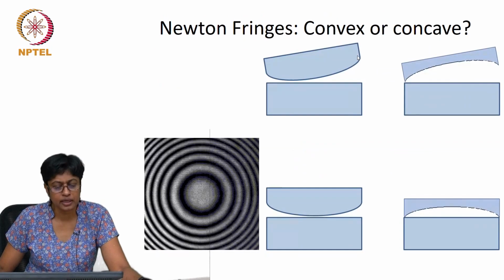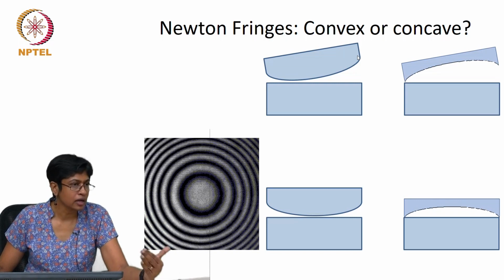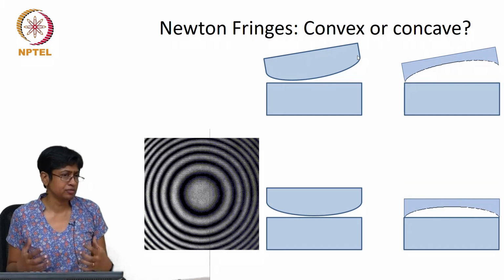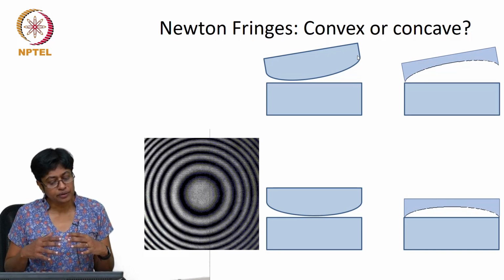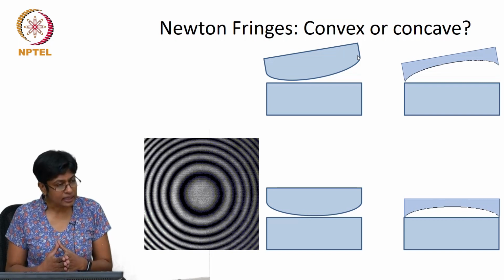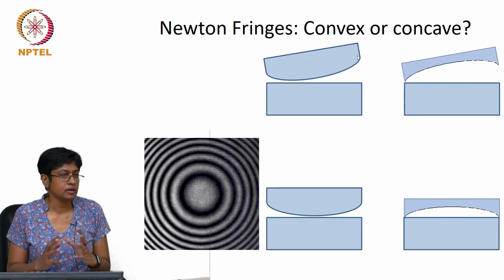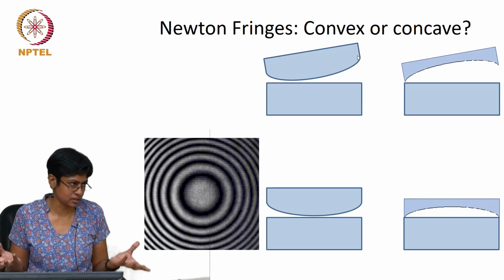Then we also looked at how you tell the difference between a convex and a concave structure, and that would be based on how the fringes move depending on how you apply pressure to the device under test. Okay. So the main point you should have got from last week's lectures is that interference very quickly gives you a visual on the shape, or it could be the shape or the refractive index.